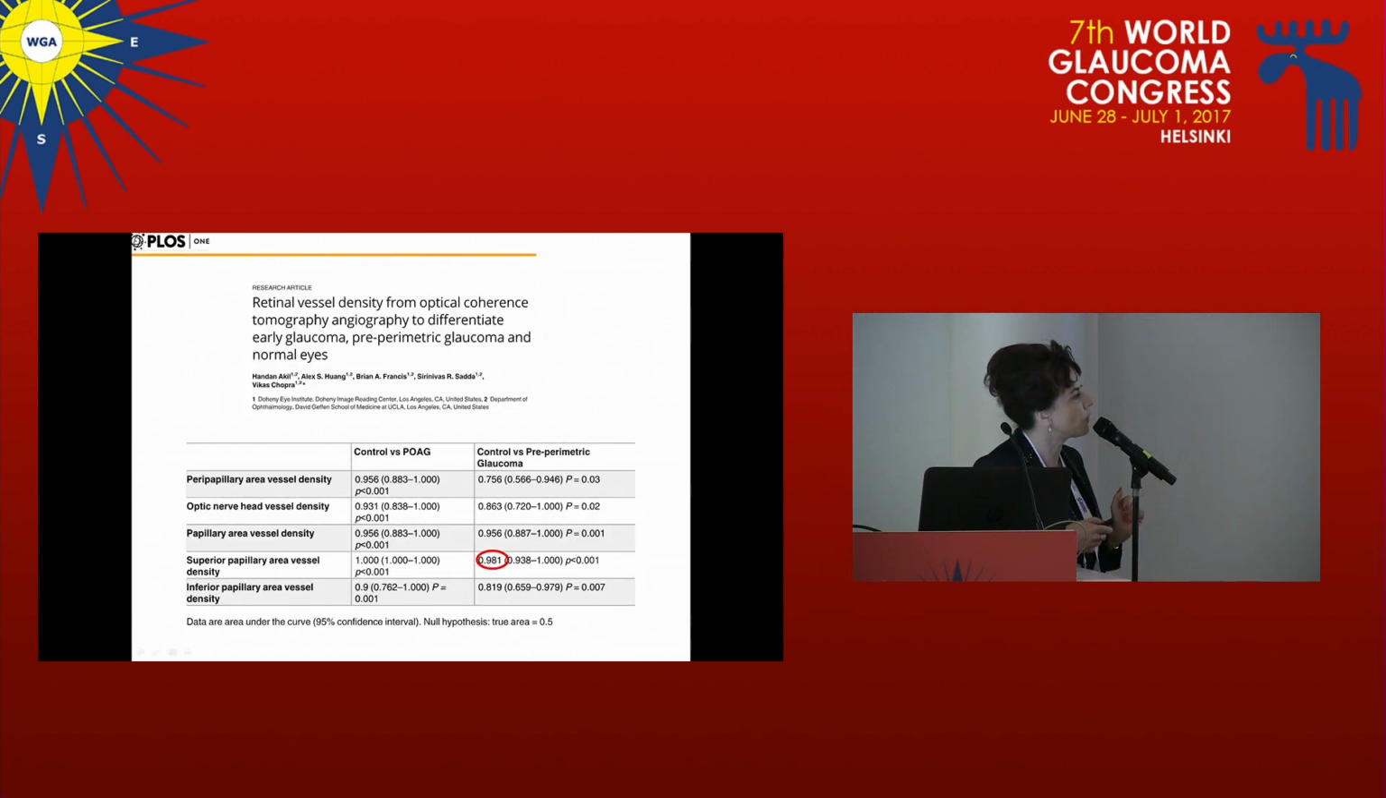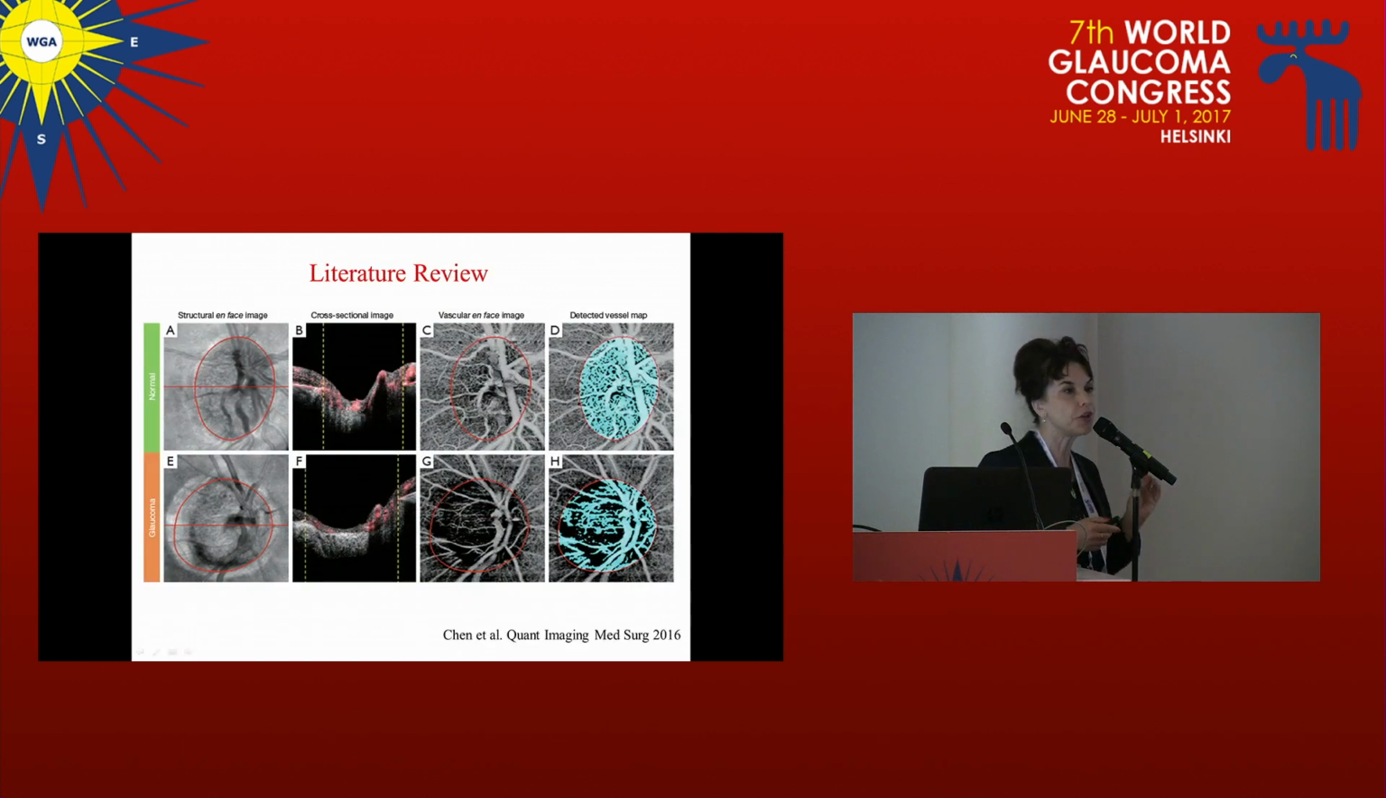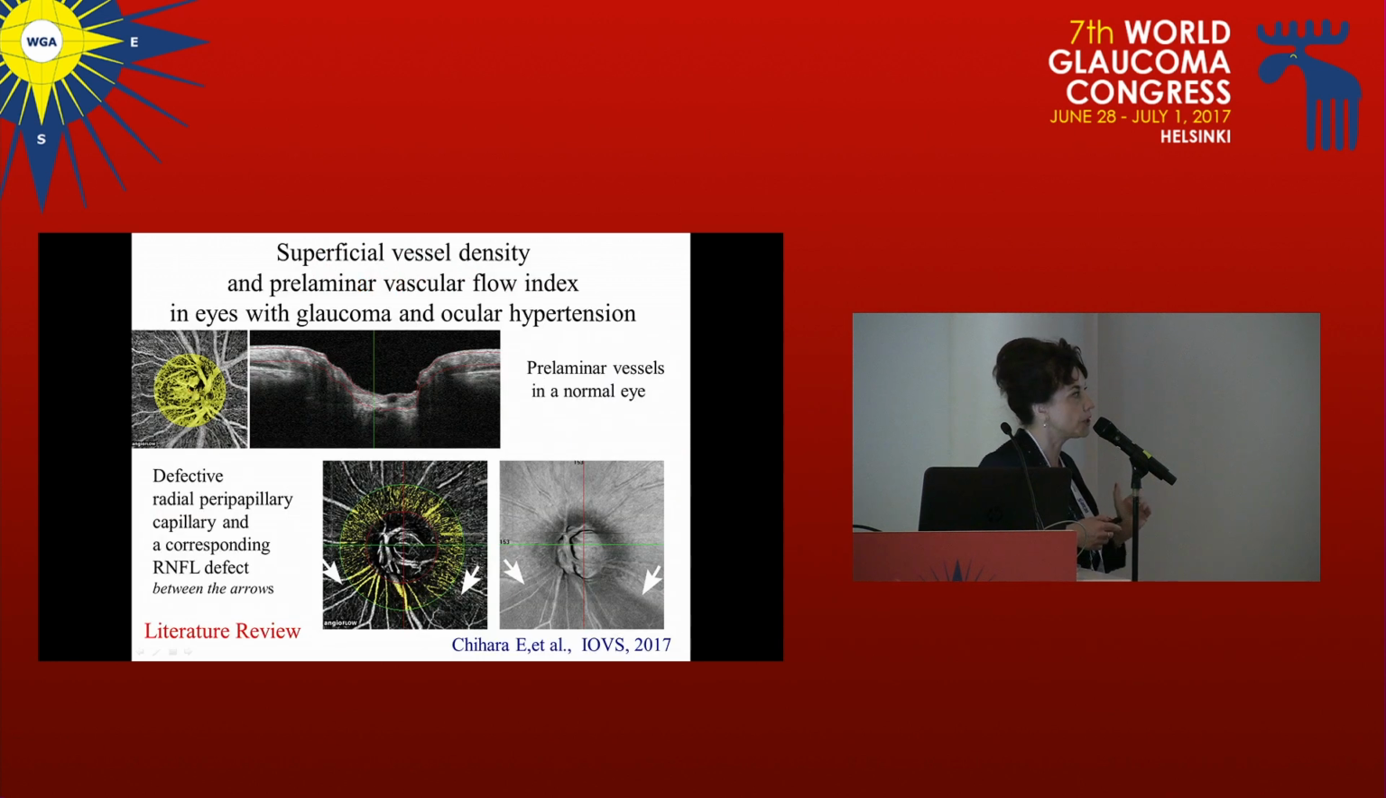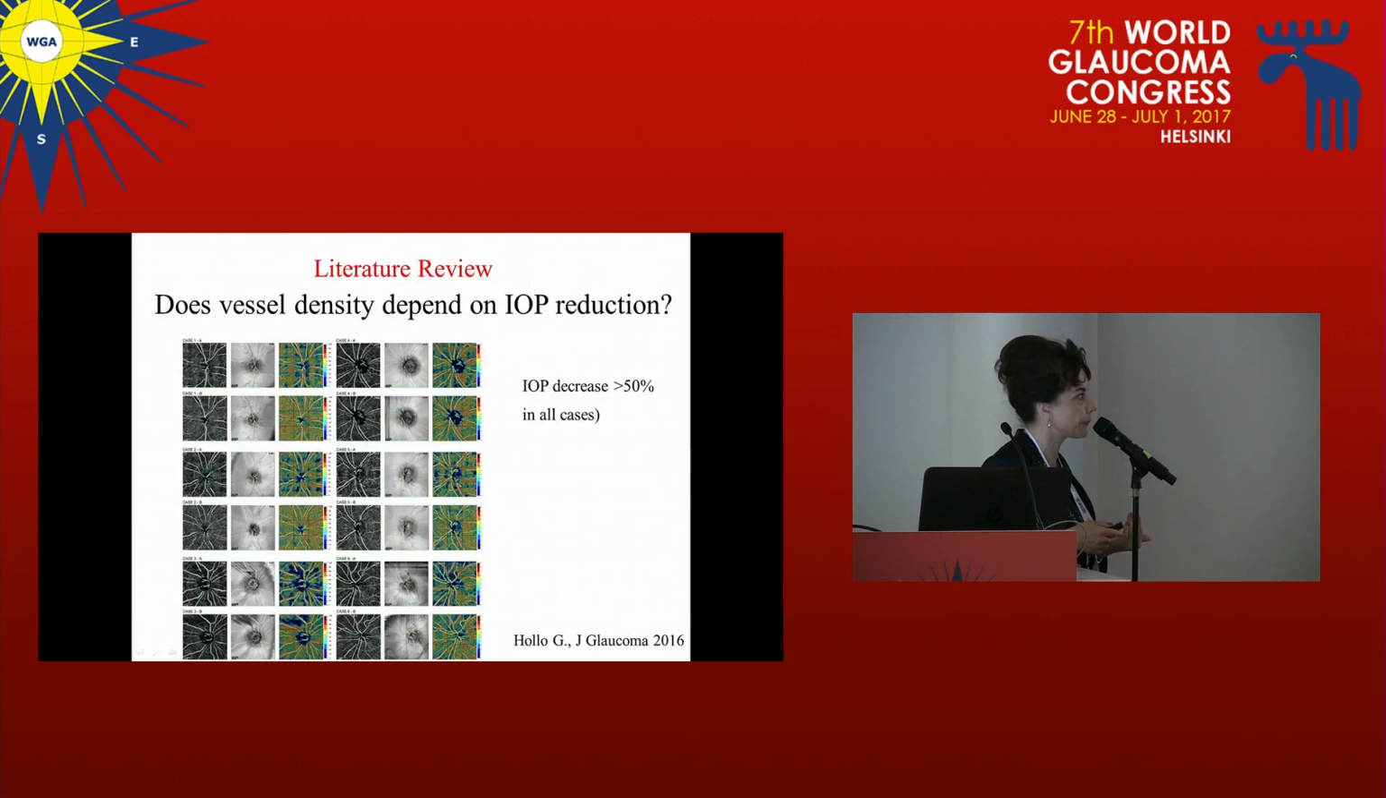The group from California recently reported a very high diagnostic ability of papillary vessel density in detecting preperimetric glaucoma. Much attention is paid to the prelaminar part of the optic nerve head, and some groups reported that vessel density in the prelaminar part of the optic nerve head was the only parameter for discriminating between ocular hypertensive eyes and normal eyes.